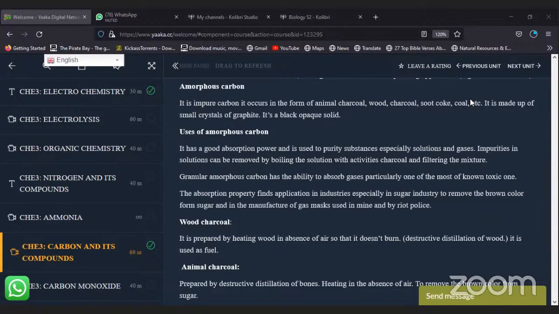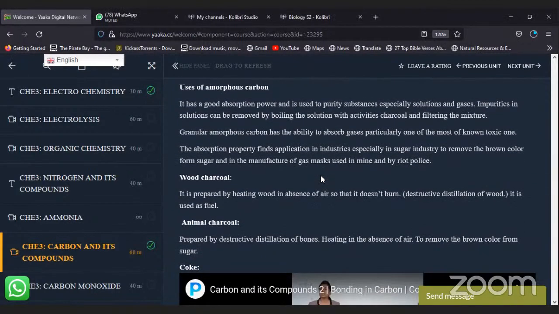So a long time ago, factories, trains, and ships used coal to move, okay? Because it could be converted to electricity. It's made up of small crystals of graphite. It's black and opaque. So that's amorphous carbon.